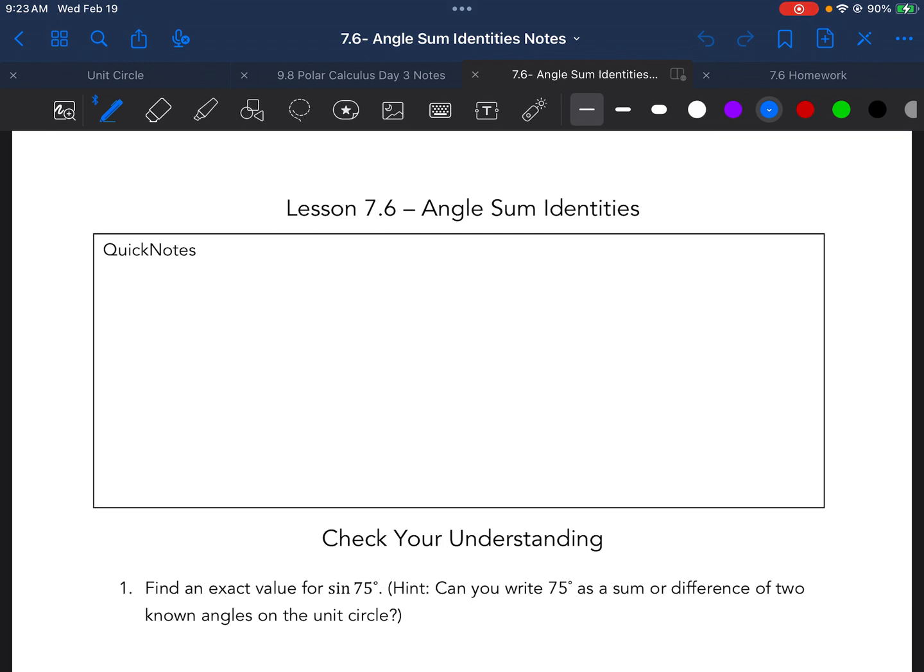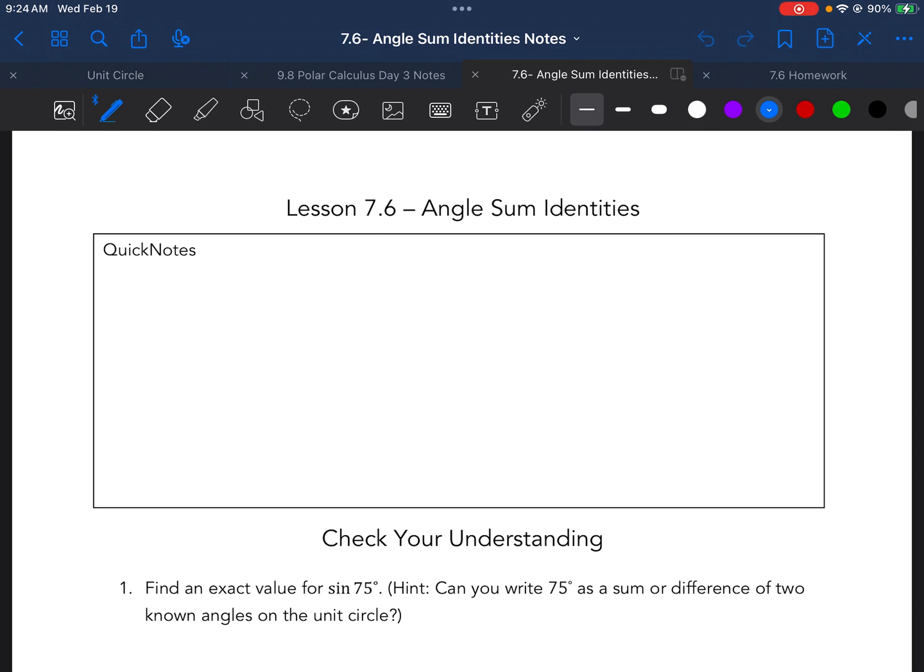Well, it turns out if we can use common angles from the unit circle and add or subtract them together and get new angles, then we can use formulas to calculate the sines and cosines of these new angles that were found by adding or subtracting common angles from the unit circle.